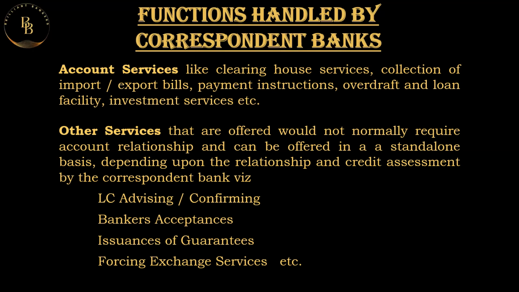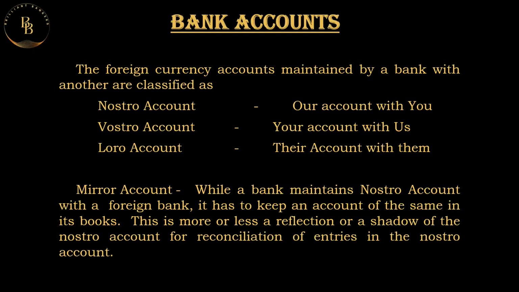Coming to the different types of accounts, the foreign currency accounts maintained by a bank with another bank are classified as three: a nostro account, a vostro account, and a loro account. So, what is a nostro account? It means our account with you. For example, we had an example earlier: SBI having an account with the Citibank of USA in New York. So SBI is having their account in a branch in New York. So that is a nostro account for the State Bank.